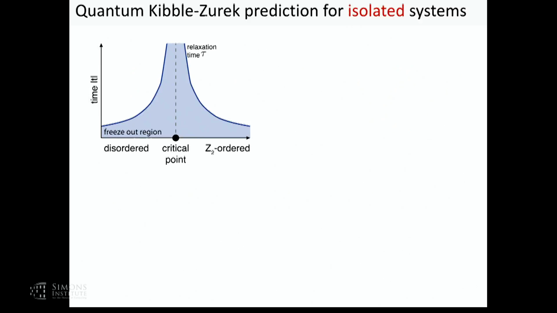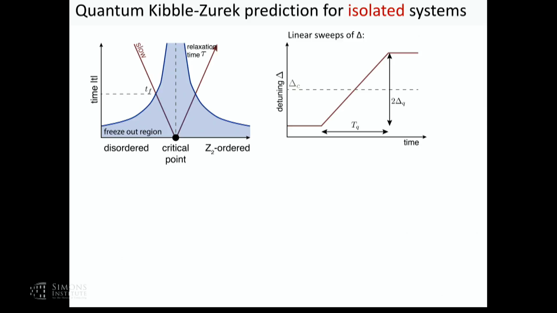This Kibble-Zurich mechanism has been explored for quite some time, but mostly in systems which are strongly coupled to the environment, at a certain finite temperature. We are interested in the quantum Kibble-Zurich prediction, which should occur for an isolated system. Specifically, we would like to do linear sweeps across the phase transition and change the rate, the slope, at which we sweep across it. If we're in a quantum regime, if our system is truly isolated, then quantum fluctuations should dominate.